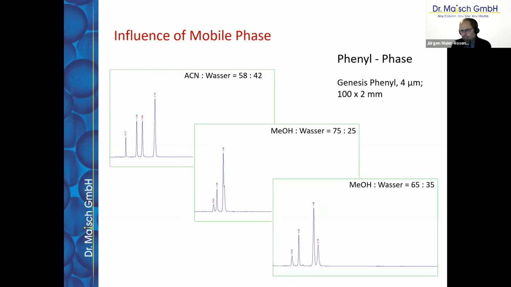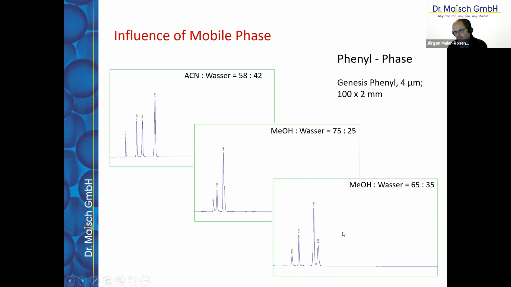So going ahead to the phenyl phases, we have here the typical acetonitrile water situation, and what we are seeing is it's somehow in between the phases we have seen before. It's a little bit closer to the polar C18 phase. But if we are switching to methanol, what we are seeing is that the retention of the toluamide is really increasing. And if we are putting a little bit more water inside, what we're seeing here is the switch between the toluene and the toluamide.